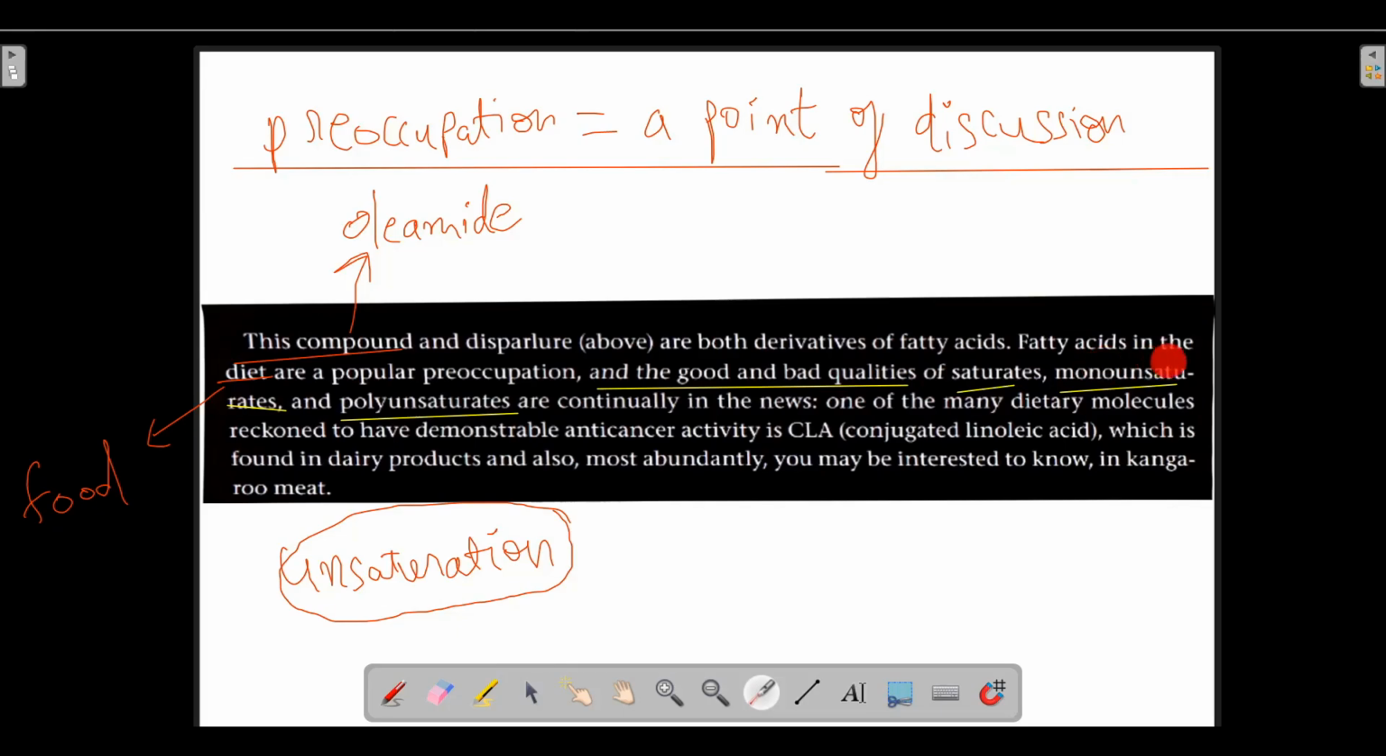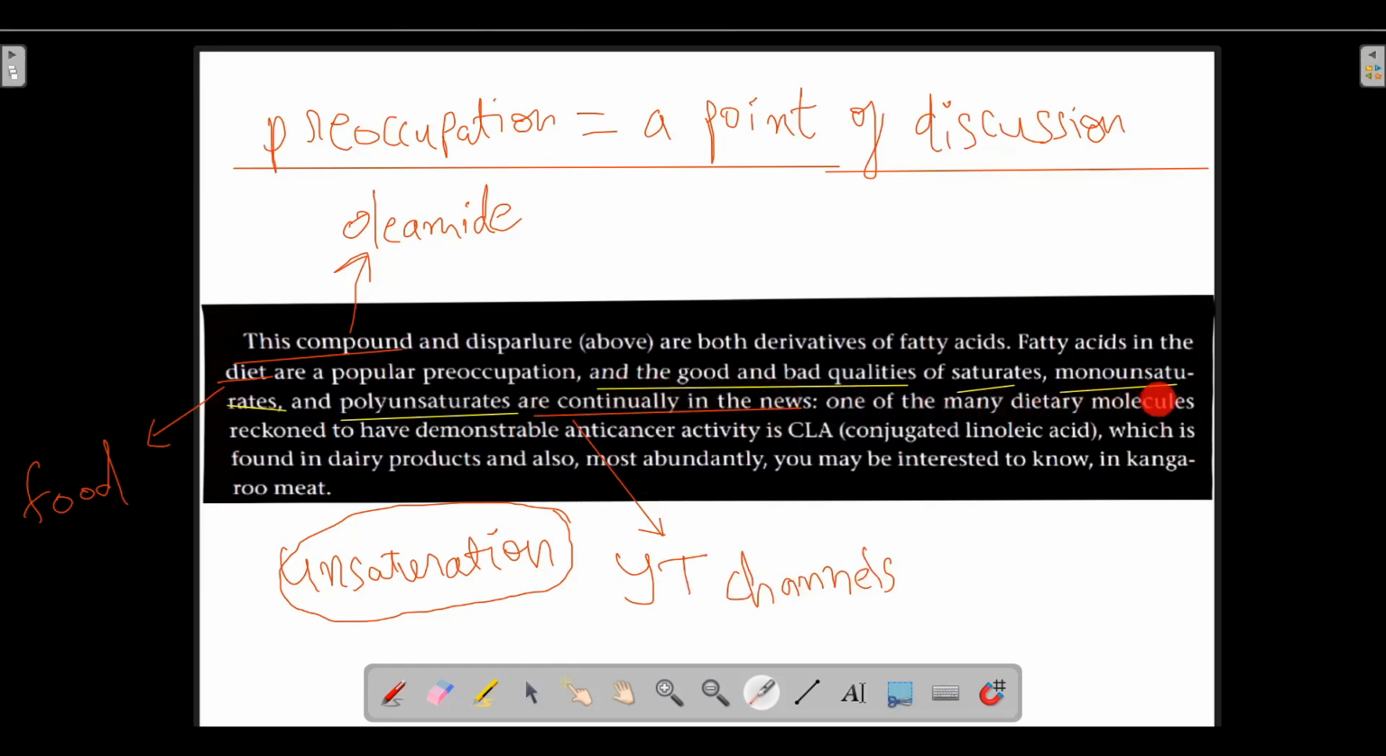Good and bad qualities of saturates, monounsaturates and polyunsaturates are continually in the news, and nowadays along with news also on YouTube channels. These are discussed in the news and on YouTube channels also.